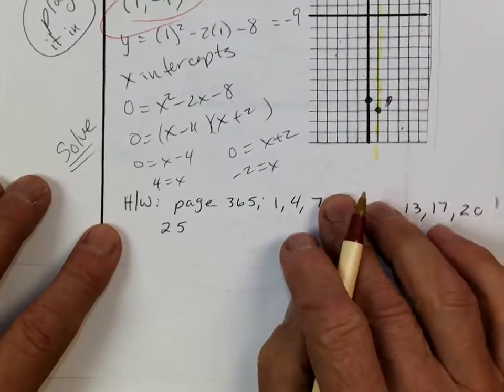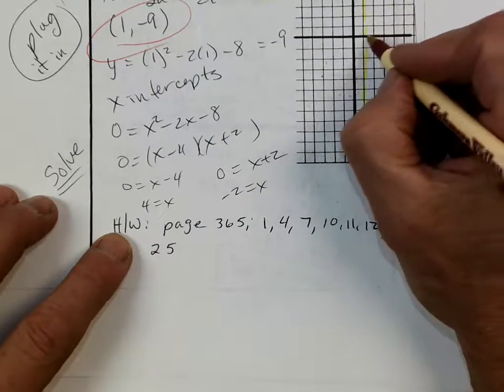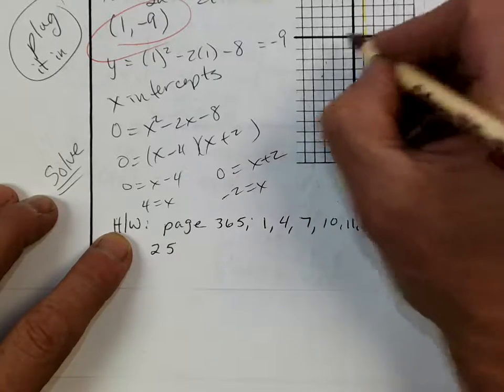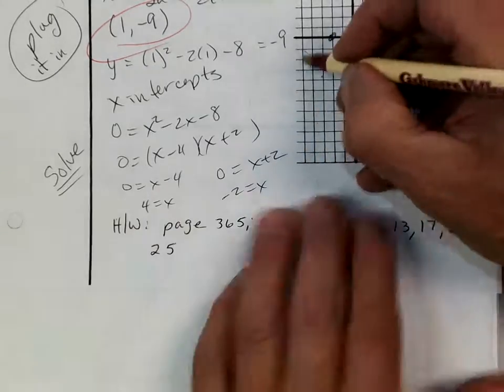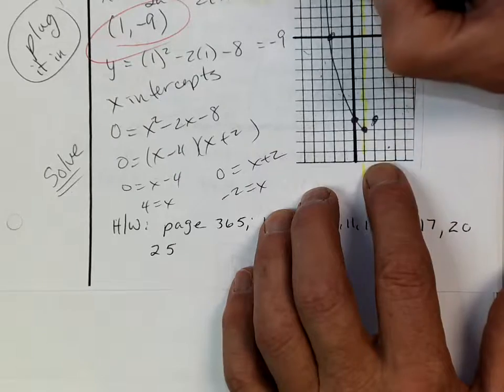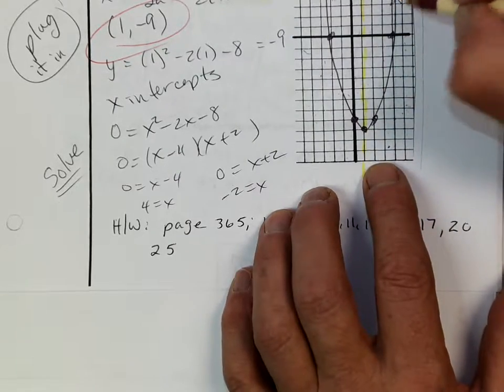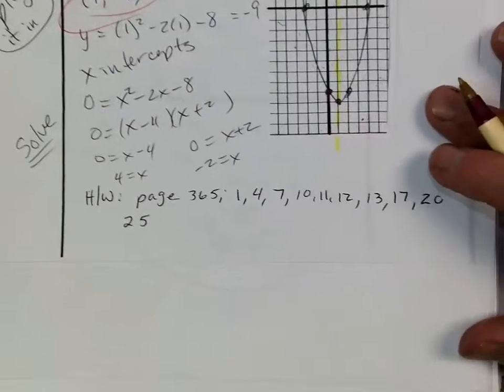We're almost done. I'm going to go 4. 1, 2, 3, 4. And 1, 2, negative 2. I should be able to graph my parabola now. All right, there it is.